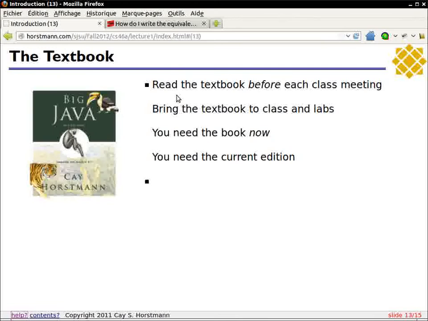What's the current edition? It's the sixth edition of Java Concepts, or the fourth edition of Big Java, and the syllabus has the ISBN. But if you wanted to get the electronic one, it's a different ISBN. And if you put a question on Piazza, I will find out what that ISBN is. Yeah? Big Java 4th edition, you can use it for the course. Big Java 4th edition is the same thing as Java Concepts 6th edition. So I should put both pictures on here.